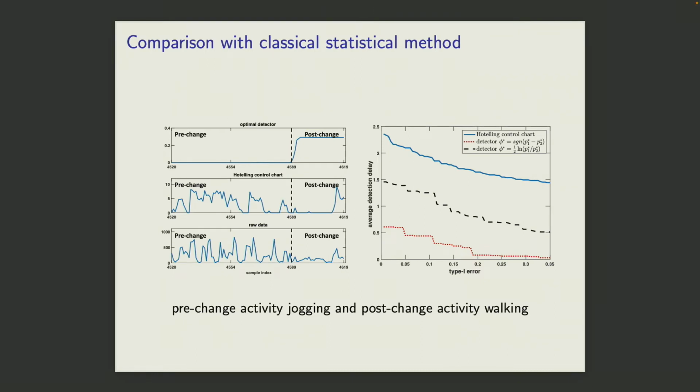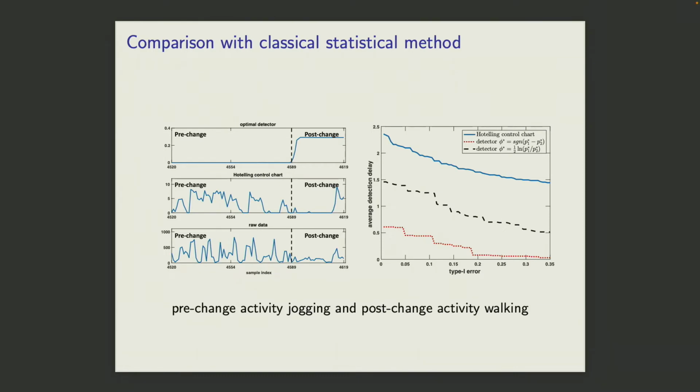And this is an example of what it looks like. On the left side, you can see the raw data, going from jogging to walking, so before and after. First of all, you can see this is one-dimensional. The distribution shift is a little bit hard to describe. Coming from the traditional change point detection literature, we usually talk about mean shift or covariance shift, but this is harder to describe if you look at before and after the change. On the top, that's the optimal detector, and in the middle, that's a classic statistical method, Hotelling.